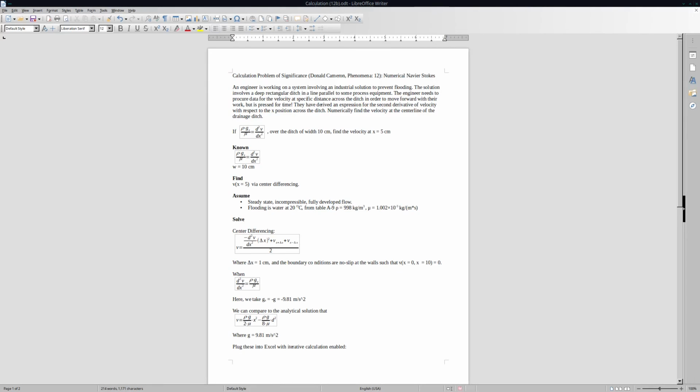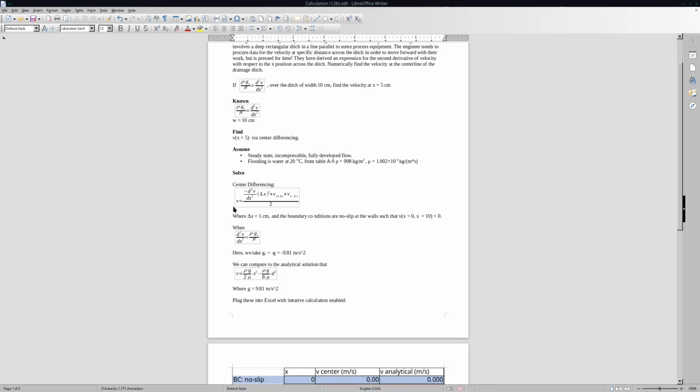This problem covers concept 12, numerical solutions to Navier-Stokes. We are given a relationship equation for the second derivative of velocity with respect to x, some other knowns, and we are tasked with finding the velocity at the center line without using an equation. We assume it's steady state and incompressible and the flow is fully developed, and we assume that it is water at 20 degrees C, so we have these properties from table A9.